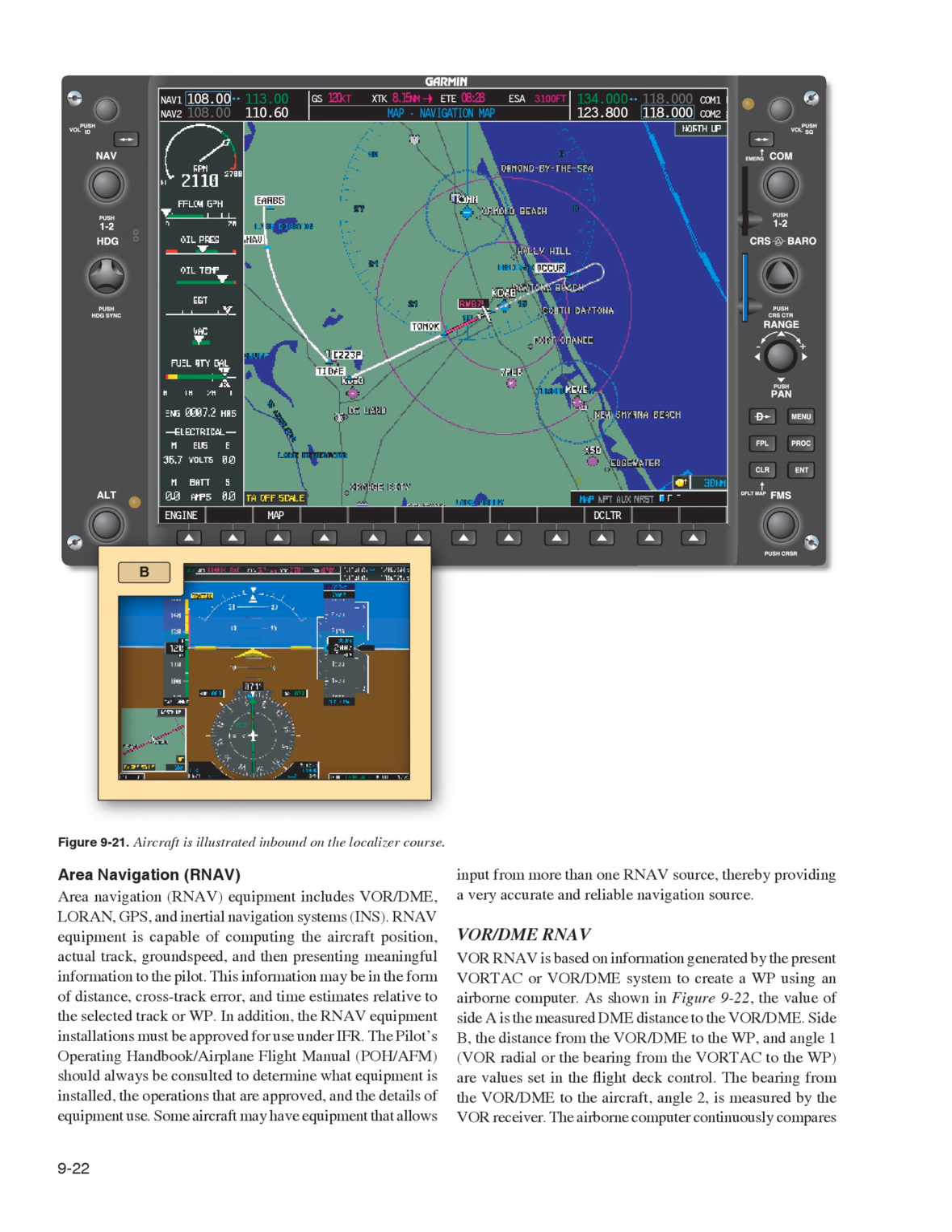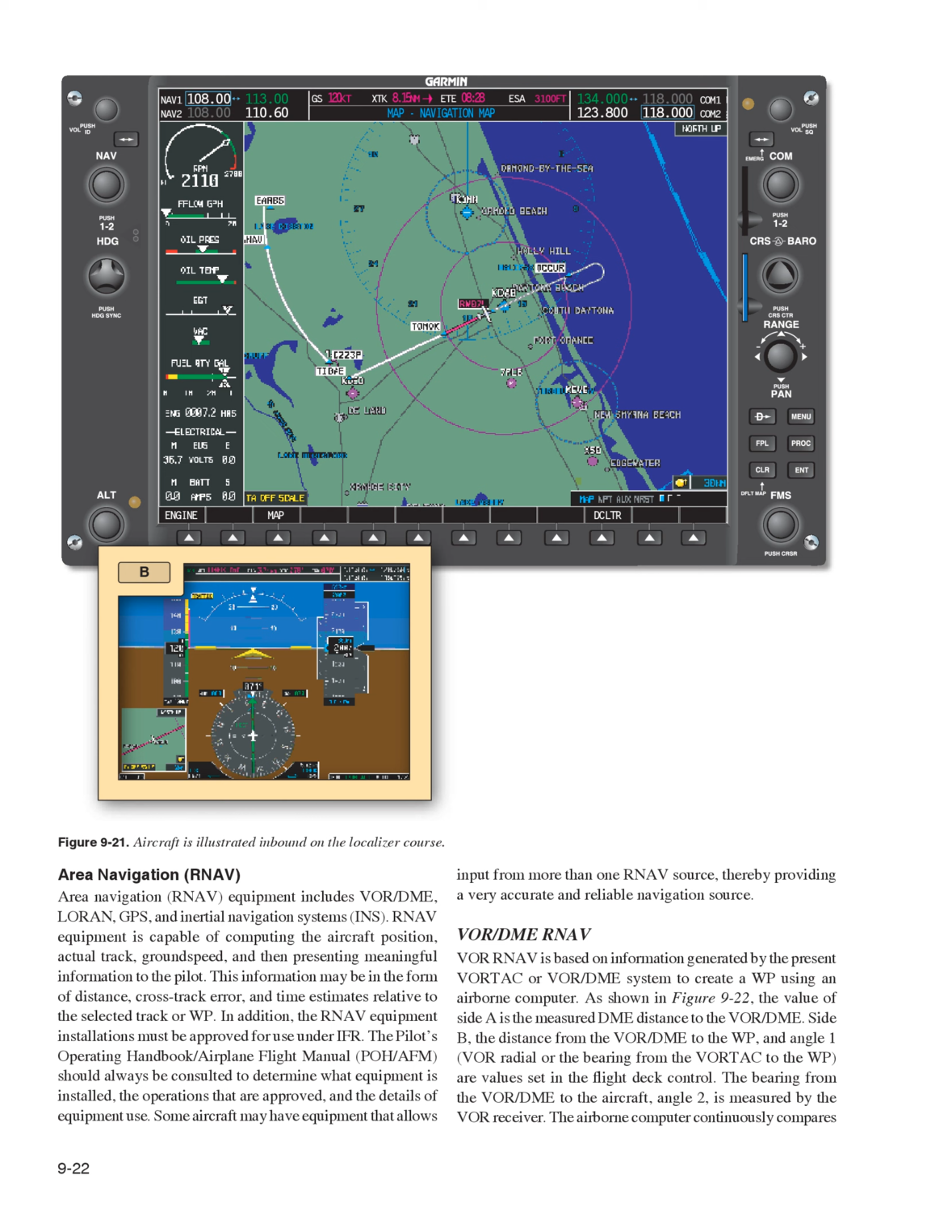Equipment includes VOR/DME, LORAN, GPS, and inertial navigation systems, INS. RNAV equipment is capable of computing the aircraft position, actual track, ground speed, and then presenting meaningful information to the pilot. This information may be in the form of distance, cross-track error, and time estimates relative to the selected track or WP. In addition, the RNAV equipment installations must be approved for use under IFR.